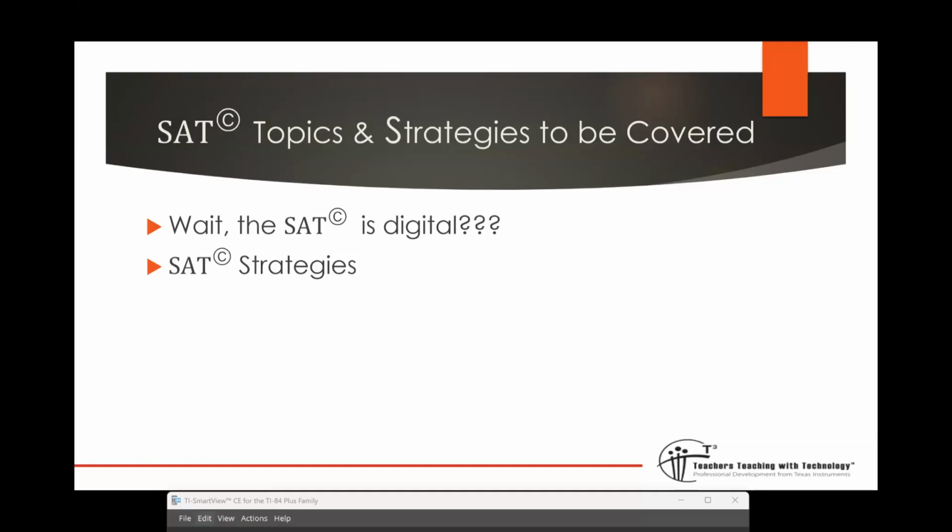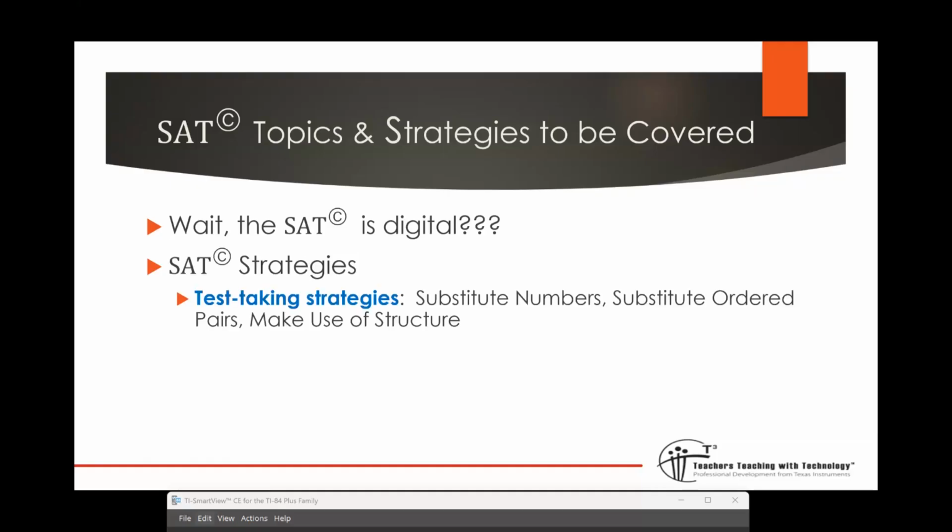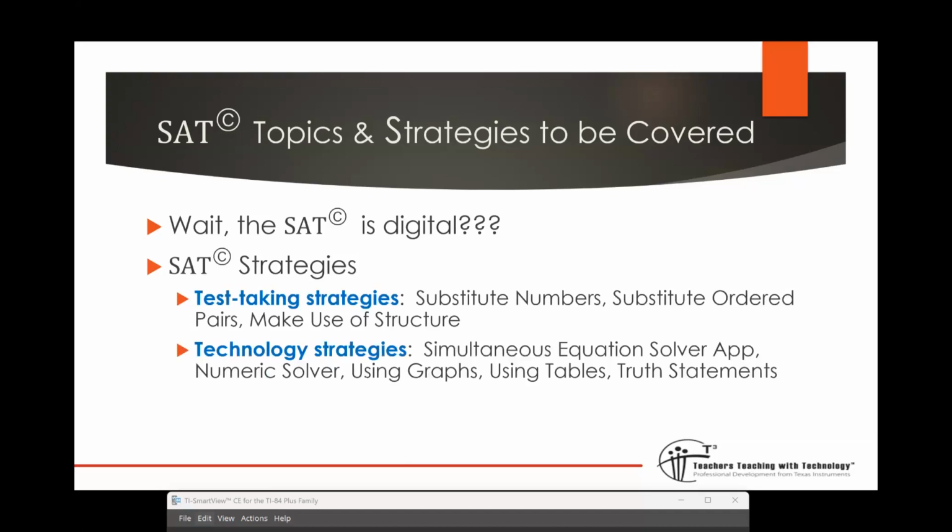And then after we've gone through that part, we're going to show you some strategies. I think there were 3 that we ended up talking about, just test taking strategies to help motivate your students along. And then we'll kind of switch gears to using technology and some of the things that you may or may not know that the calculator can do that will help support a student on the SAT test.